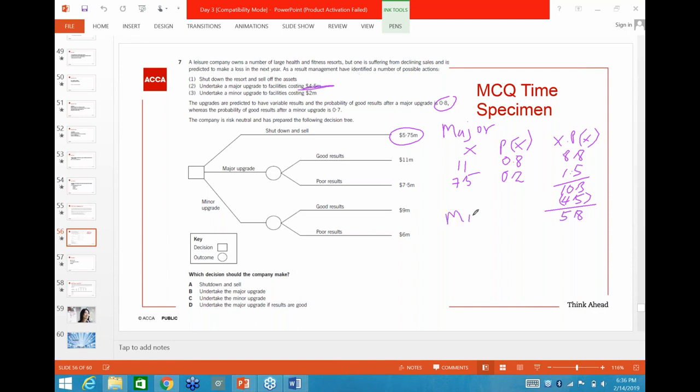So then we can take a minor upgrade. XPX, XPX, 9 and 6, 0.7, 0.3, 1.8 there, 6.3 there. Add it up, 8.1, and spent 2, 6.1. So I have three answers: 6.1, 5.8, 5.75. That's the highest. I'll go for a minor upgrade, answer C.